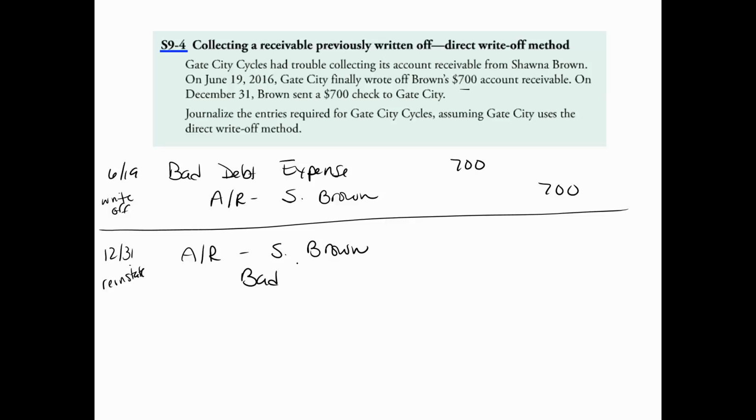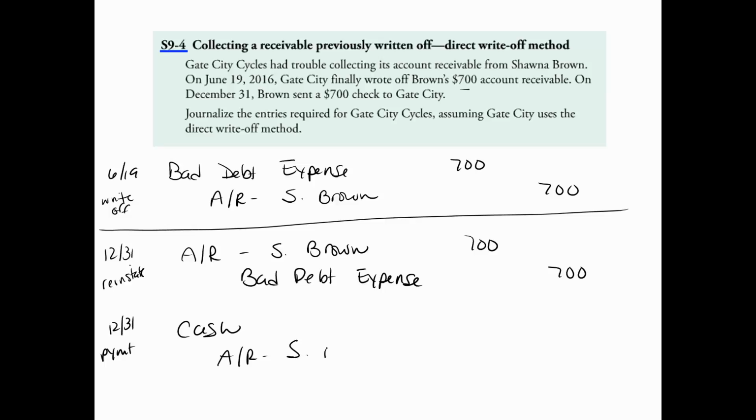I just do the opposite of whatever I did in the write-off. Bad debt expense for $700. And now that it's sitting back in accounts receivable, I just record the payment like I would any other payment. And so I debit cash and I credit accounts receivable, Shauna Brown, $700. And that's what I do.